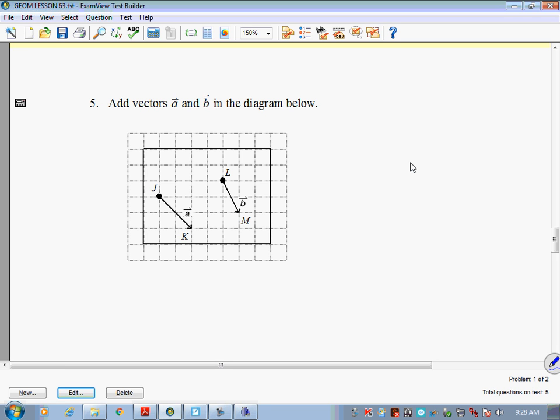It says add vectors A and B in the diagram below. So what you're going to have to do is write the component form of vector A and then find the component form of vector B and add the two together. Okay, and get a final vector for it. All right, so I'm going to stop this right here.